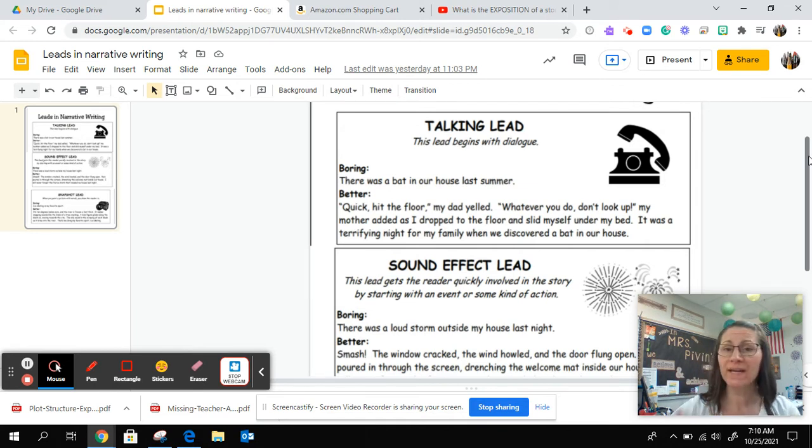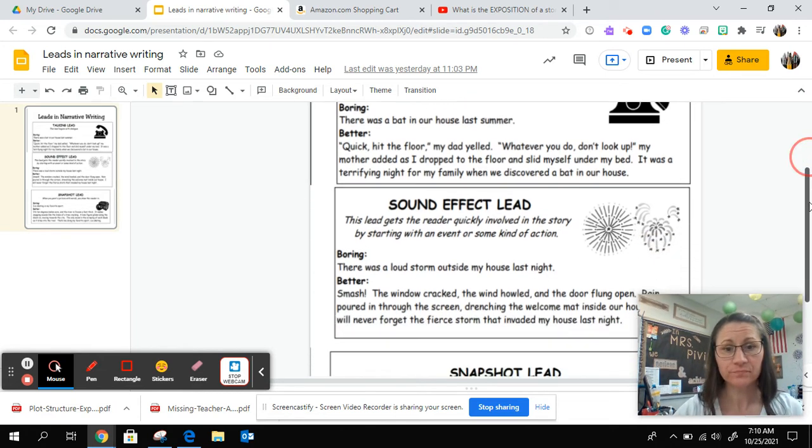So that is way more exciting. It really hooks me in, as opposed to "last summer there was a bat in my house." So what could your character be saying that would draw us right into the conversation? But then, of course, you are able to then give information about characters and setting in not just a telling way.